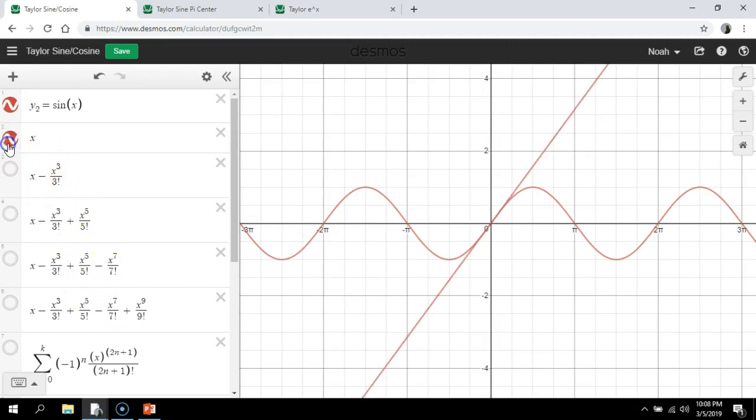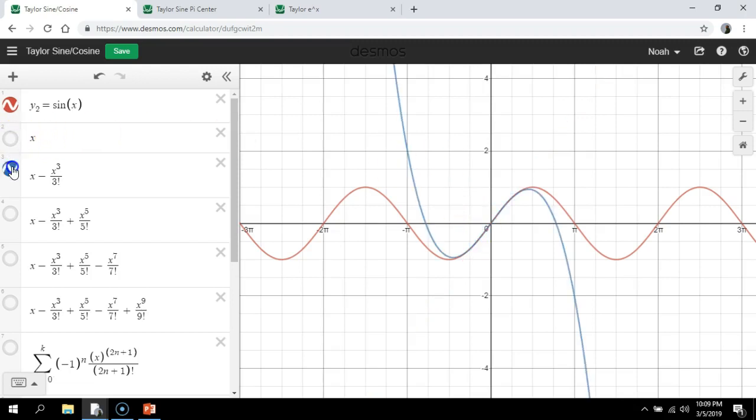So first I'm just going to graph x. And as expected, we'll just stick with red. So, as expected, it's really good at 0, and it's okay for a little while, right? Like maybe until pi over 4 and negative pi over 4. Just that line actually would do a decent job of approximating sine. But we can do better.